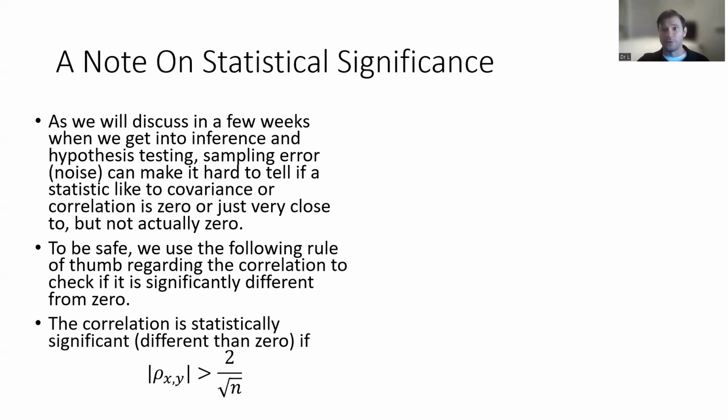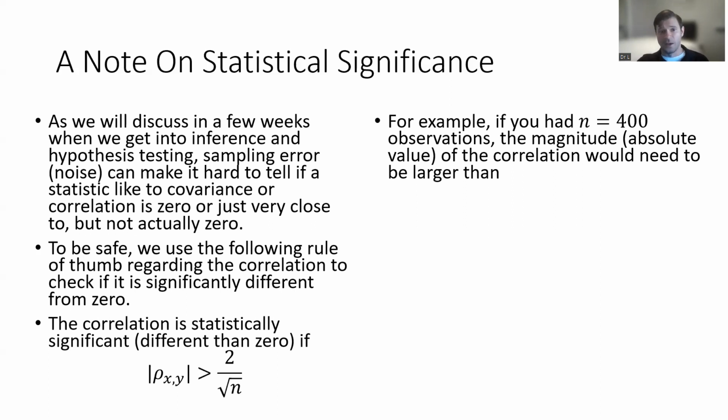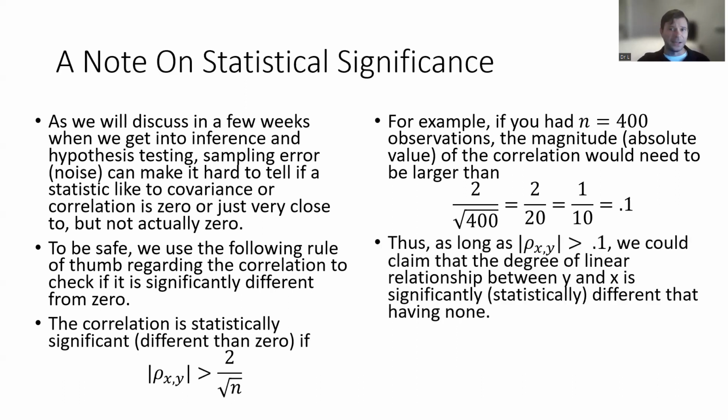For example, if you had a data set instead of 3 observations with 400 observations, okay, then I could plug in n equals 400 into that calculation, 2 divided by the square root of 400, right? What's the square root of 400? It's 20. So we get 2 divided by 20, which is 1 divided by 10, which is 0.1. And what that implies is, in order for us to say we have a significant relationship statistically, that is different than 0, no relationship in terms of the correlation's value, the magnitude of the correlation coefficient rho would have to be at least as big as 0.1.